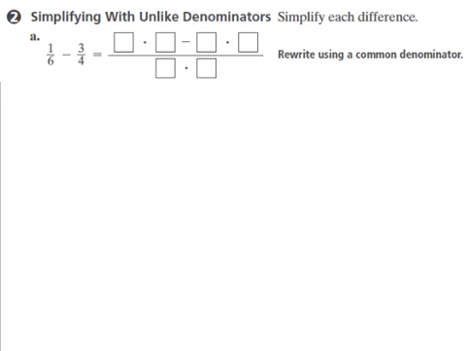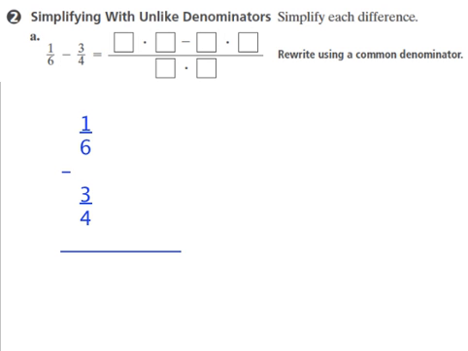For example 2, simplifying with unlike denominators. Simplify each difference. We have to find a common denominator. I really don't like writing them horizontally, so please find some space somewhere else on your paper to write these problems down. We're going to write down 1/6 minus 3/4 vertically. We have to find a common denominator of 6 and 4.